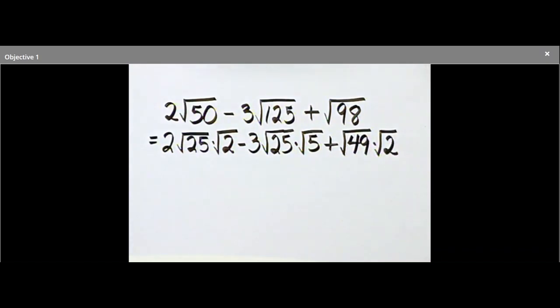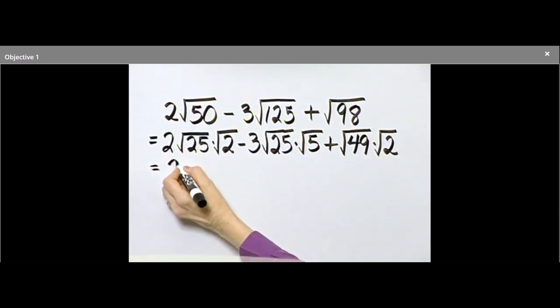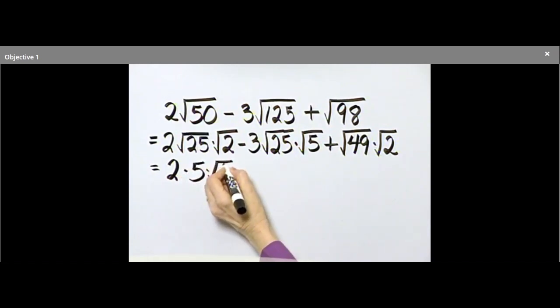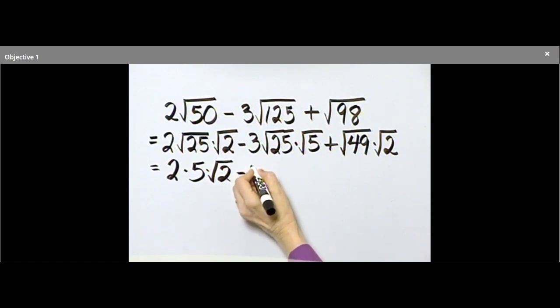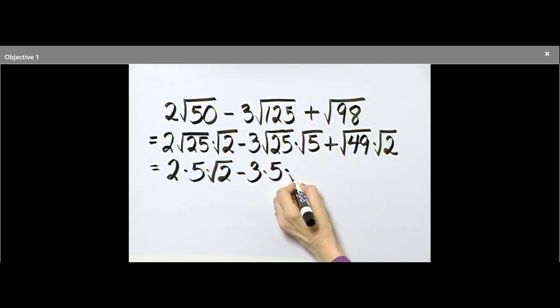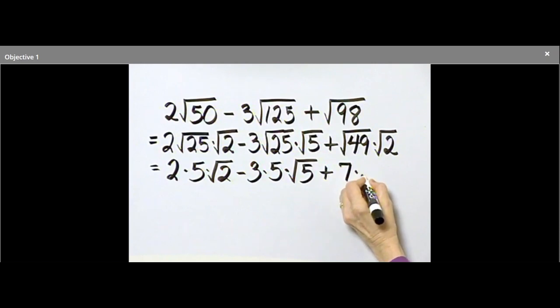Now let's continue simplifying each radical. So we have 2. What is the square root of 25? The square root of 25 is 5, and then that's times the square root of 2, minus 3 times, what is the square root of 25? Again, it is 5 times the square root of 5, plus, what is the square root of 49? It is 7 times the square root of 2.